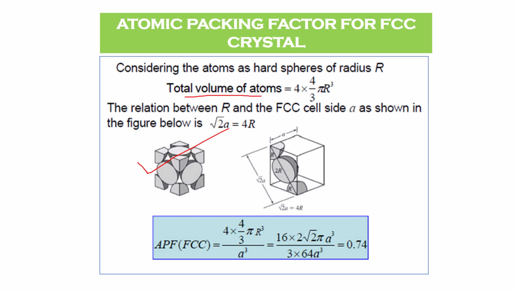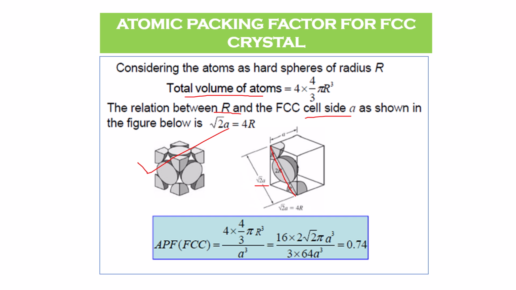So the total volume of atoms inside this unit cell is equal to 4 into 4/3 πr³, where 4/3 πr³ is the volume of one atom. Now the relationship between R and the cell side A is √2·A = 4R. So the length of this diagonal is R plus 2R plus R, that is 4R, which is equivalent to √2 into A.